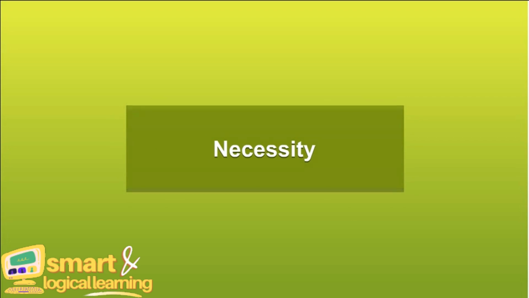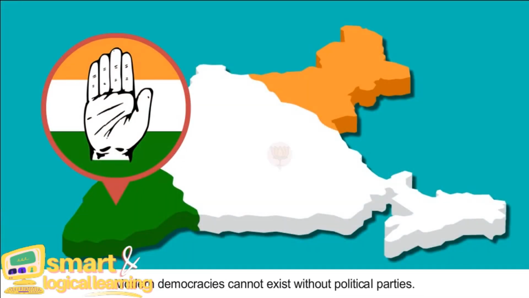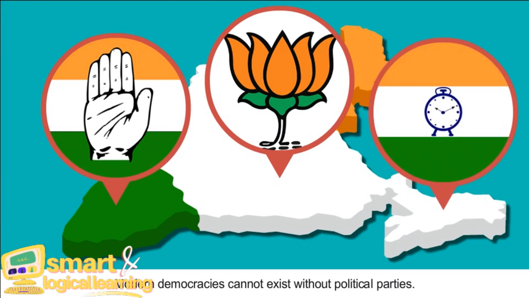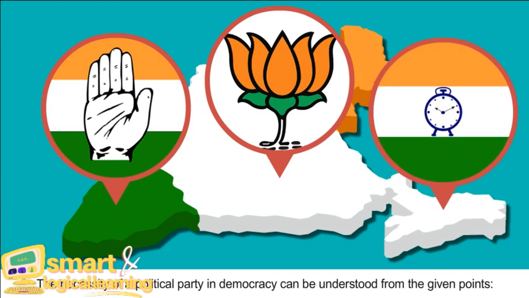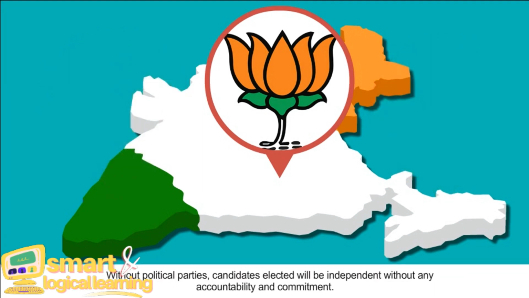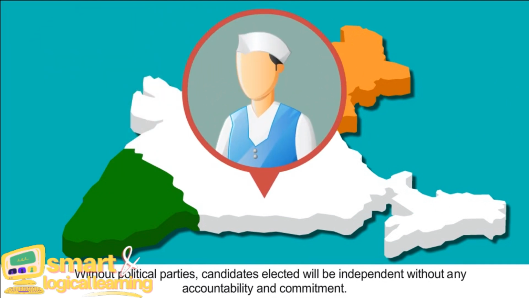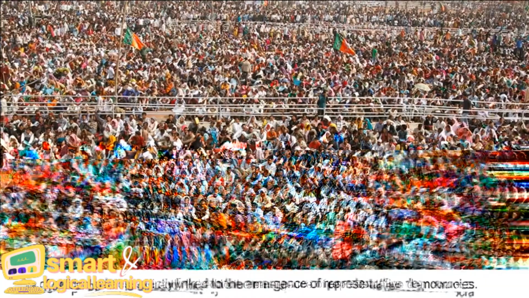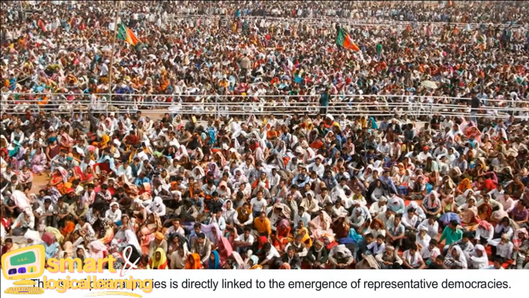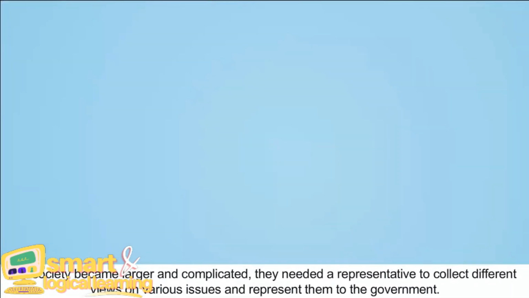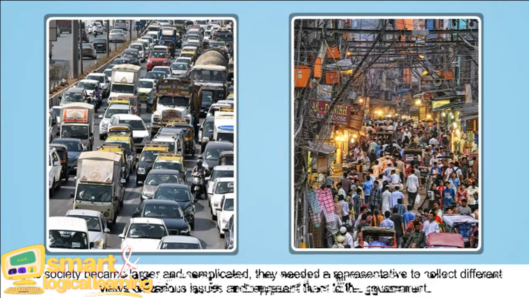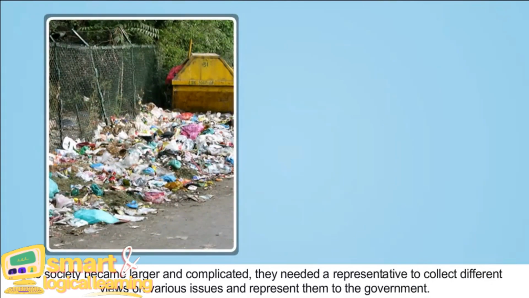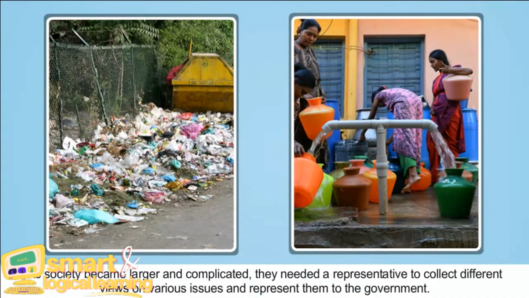Necessity. Modern democracies cannot exist without political parties. The necessity of political parties in a democracy can be understood from the given points. Without political parties, elected candidates will be independent without any accountability and commitment. The rise of political parties is directly linked to the emergence of representative democracies. As society became larger and more complicated, it needed representatives to collect different views on various issues and represent them to the government.